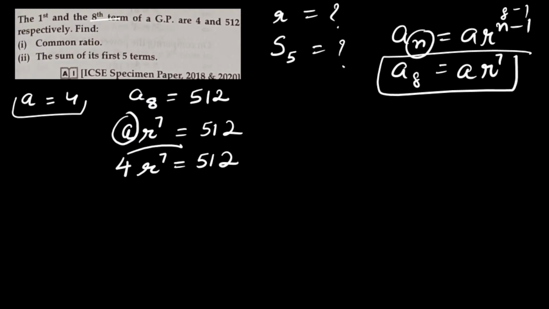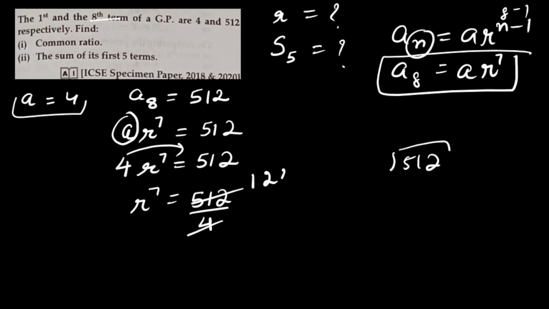We can shift 4 to the other side, so 512 by 4. We can do cancellation here. Doing the 4 table: 4 into 1 is 4, 4 into 2 is 8, 4 into 3 is 12. If we divide 512 by 4, we get 128. So R to the power 7 is equal to 128.